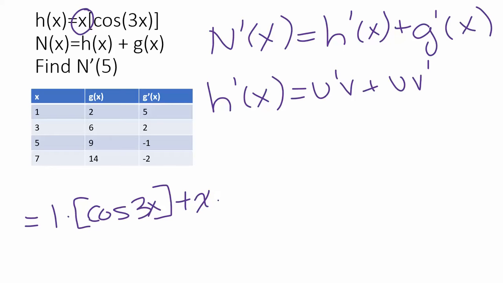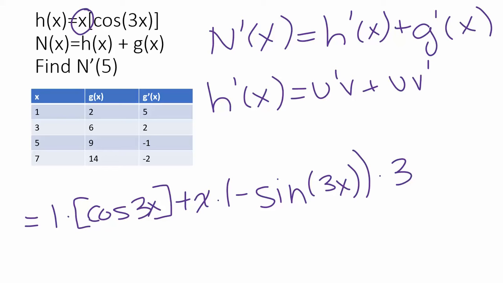I'm going to scoot it on down so I have a little bit more room, because to find the derivative of cosine 3x, I am going to have to do the chain rule as well. So first, the derivative of cosine 3x. The derivative of cosine is negative sine. I'm going to keep my inside the same, so negative sine of 3x. But then I need to multiply by the derivative of the inside. The derivative of 3x is 3.